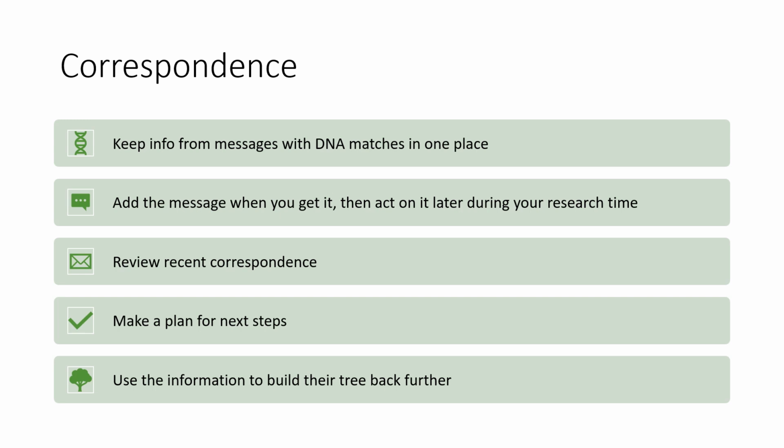What I would usually do is add the message when you received it, and then if you're not currently working on the project, when you come back to your Airtable log, then you can work on it or act on what you found out during your planned research time for this objective. It's good to review your recent correspondence and then make a plan for next steps, and then use the information to build the person's tree further back. A lot of the time when I message a match, it's to ask them what is your grandma's name or grandpa's name, so I can trace your tree.